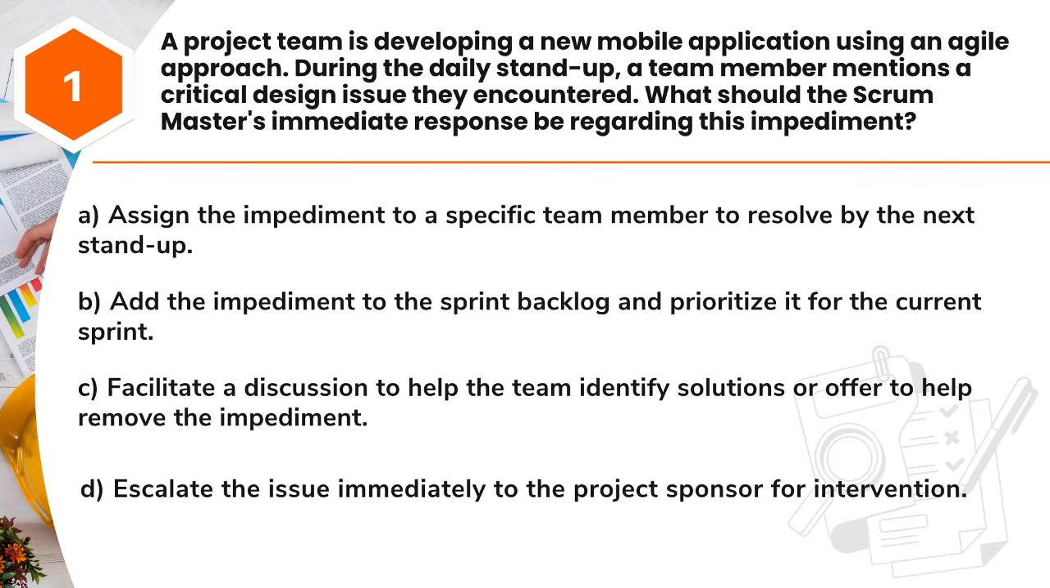A. Assign the impediment to a specific team member to resolve by the next stand-up. B. Add the impediment to the sprint backlog and prioritize it for the current sprint. C. Facilitate a discussion to help the team identify solutions or offer to help remove the impediment. D. Escalate the issue immediately to the project sponsor for intervention.